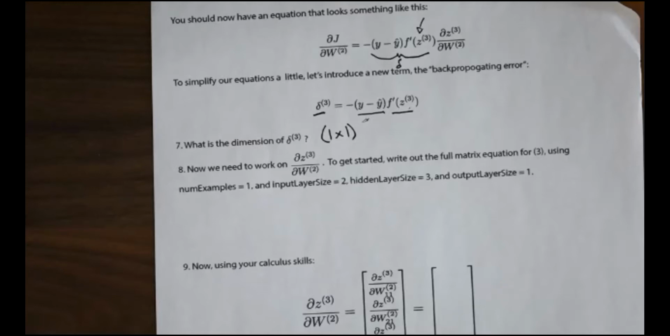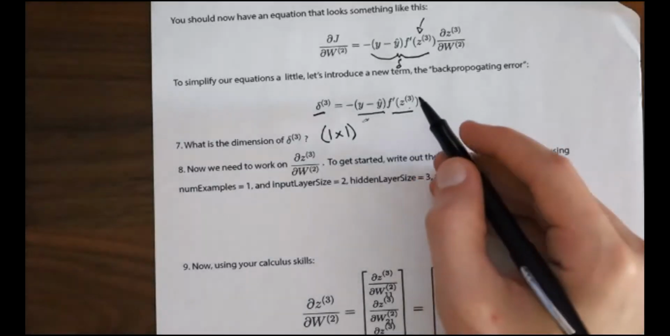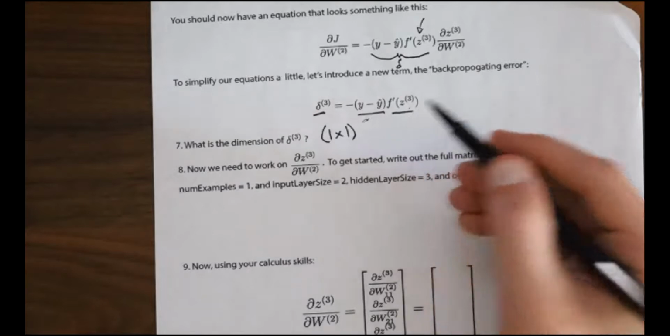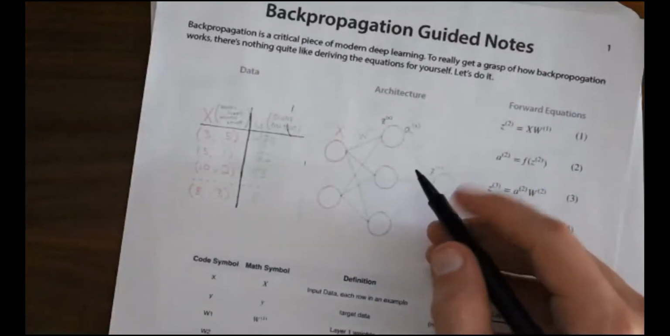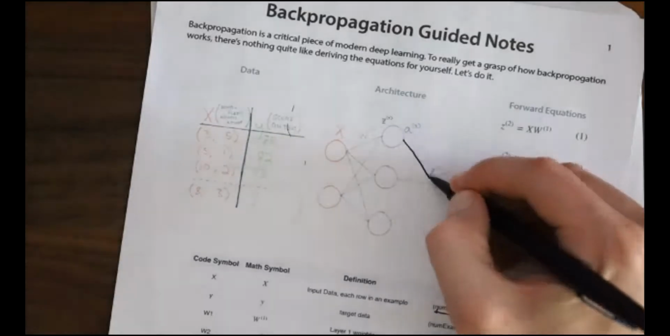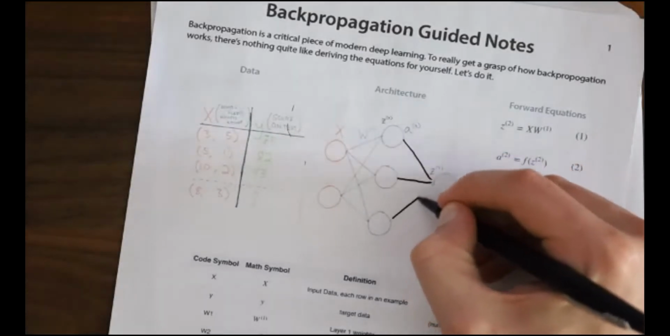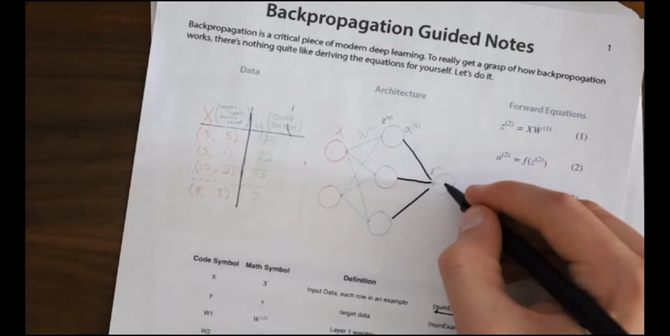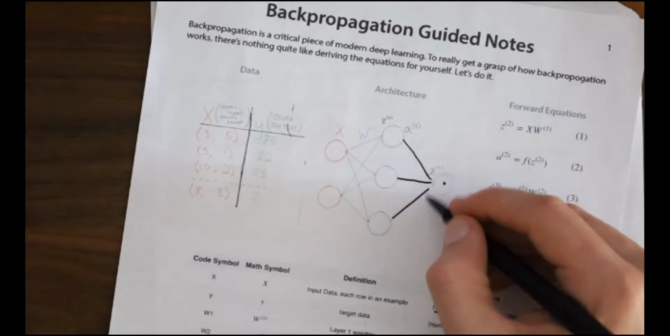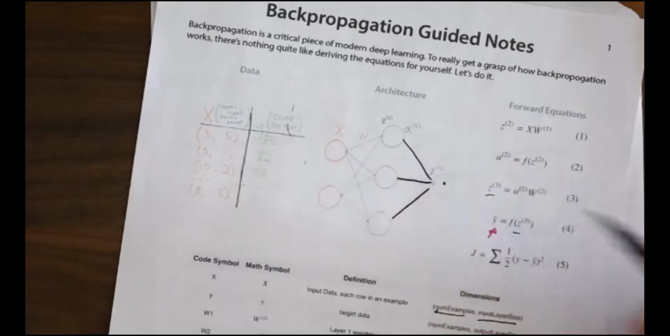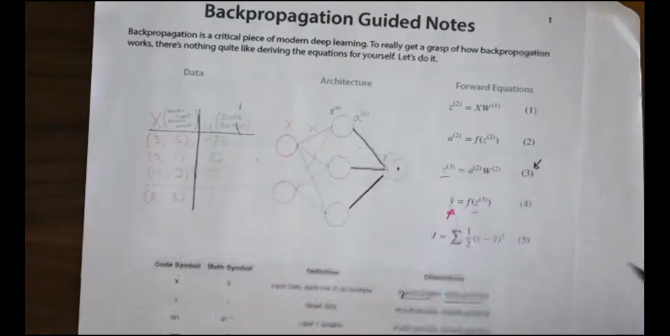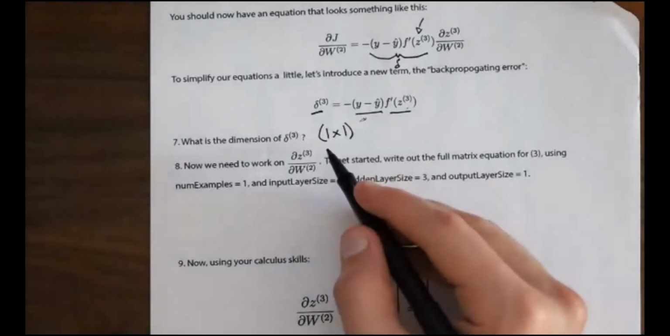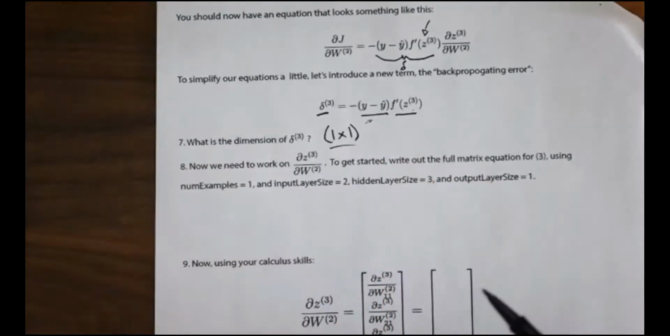Because by the time we get to here, we've already summed back together. What I was thinking is that out of our neural network, we've got 3 connections coming in, so maybe I have to sum across these. But by the time you get here, you've already summed across these when you do your matrix multiplication in equation 3. So you are basically down to a 1 by 1. So the dimension of delta 3, if you only have one example, is 1 by 1.